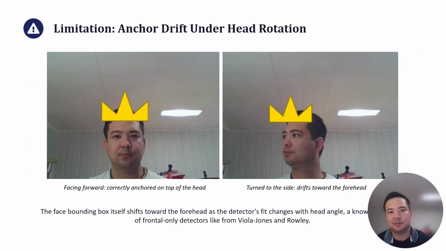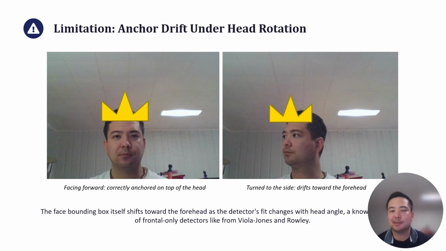Further testing, looking at these objects at different angles, there was another finding during the test, which reflected a limitation. When I turned my head to the side, the object didn't stay put on top of my head. Instead, it drifted forward away from my forehead. You can see that in these pictures, clearly here with the crown: when I'm facing forward, it sits right on top of my forehead, but when I turned to the side, it started sliding down away from the rest of the top of my head.